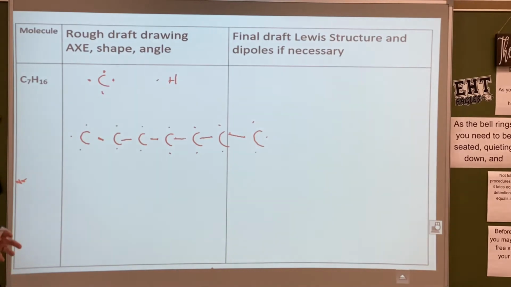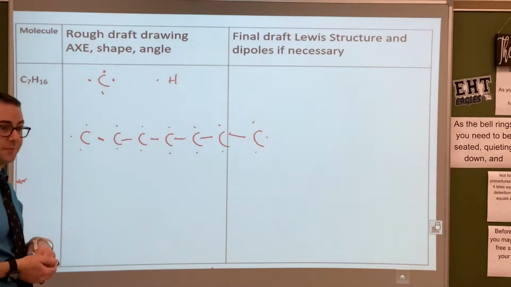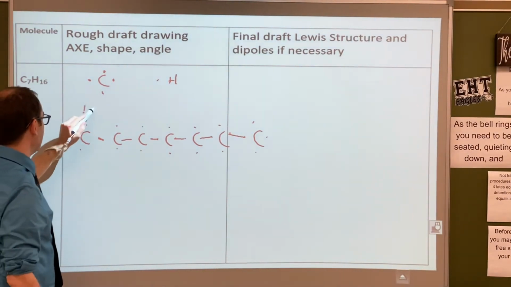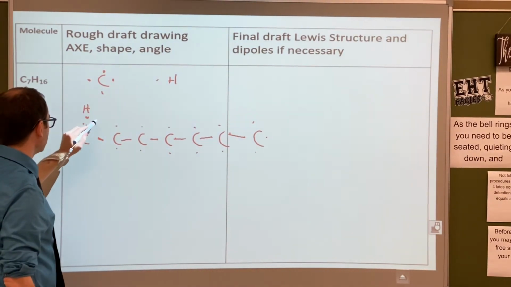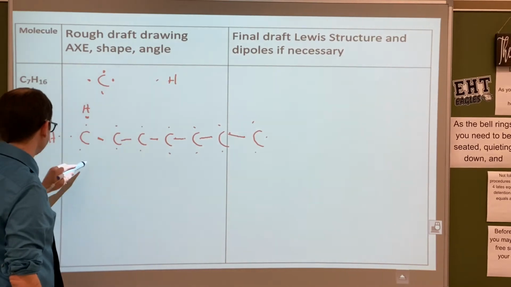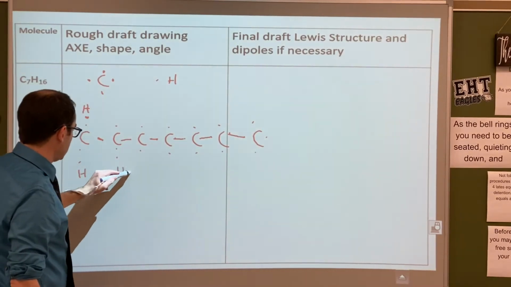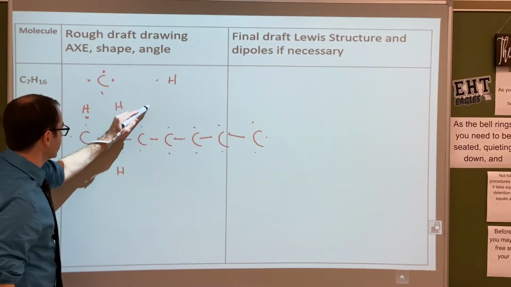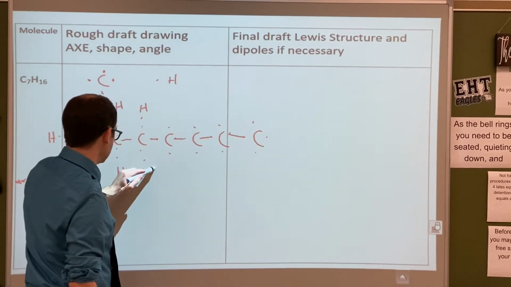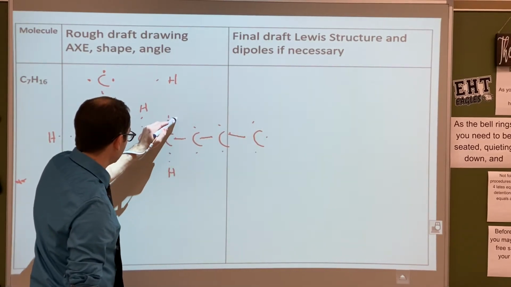16. Okay. How many hydrogens do we have? 16. So guess what we do? Bond them. Exactly. Everywhere there's a single unpaired electron, we're going to add a hydrogen. And you're going to painstakingly watch me do this 16 times. And then we're going to connect them all together.